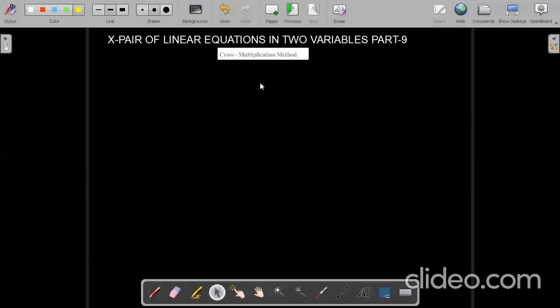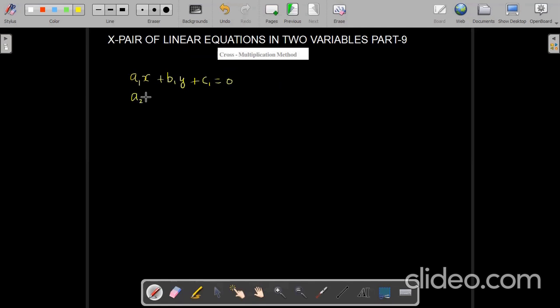In today's class we'll do the cross multiplication method. In the cross multiplication method, we are given two equations. First of all, we should write the equation in the standard form: a1x plus b1y plus c1 is equal to 0. That means you have to bring everything to the left hand side.